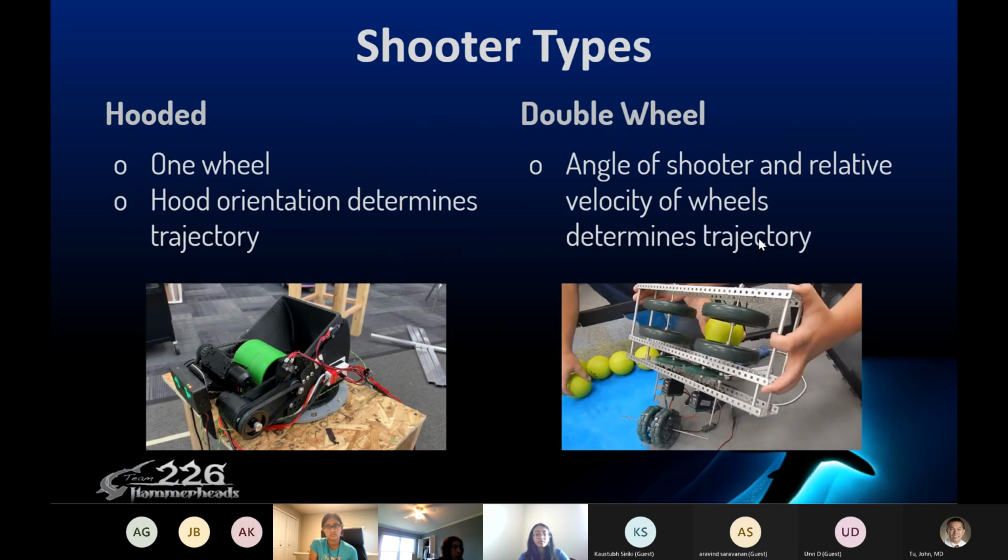And so there are two main different kinds of shooters. There's one with a hood on the left, as you can see. So the hood determines the trajectory of the projectile. And there's just one wheel on the bottom that shoots it, that propels it out. And then there's the double wheel. You might have seen this in like a football launcher. This double wheel shooter, the angle of the shooter determines the trajectory.